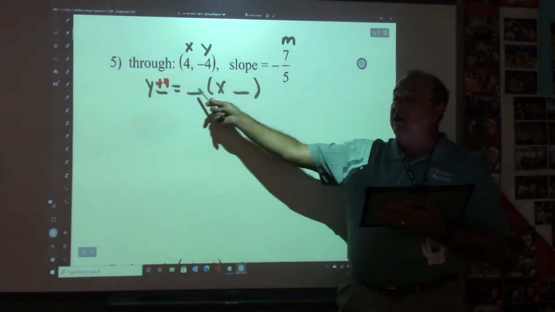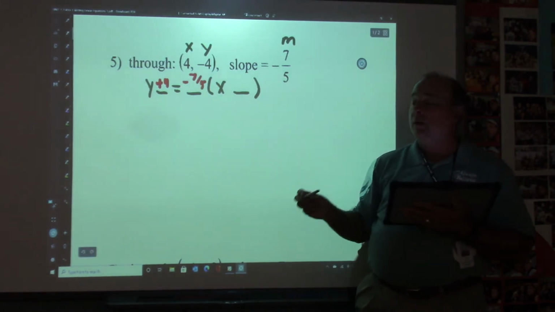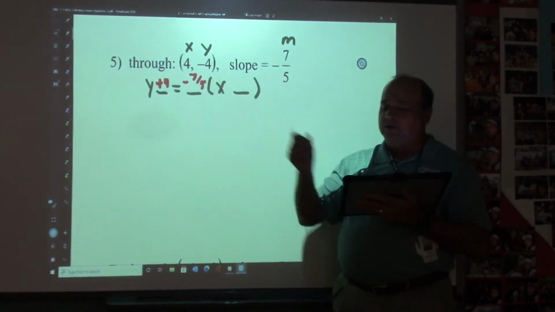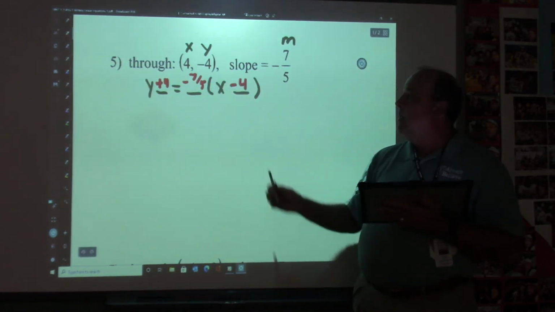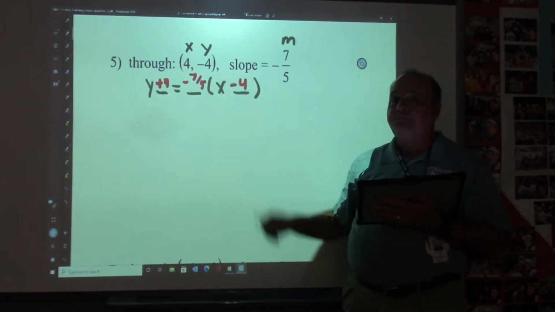My M won't change, will it? So I'm going to write down negative 7 over 5. This one will be tough. And then my X is going to be X minus 4. This right here is my point slope. So I already have my point slope.